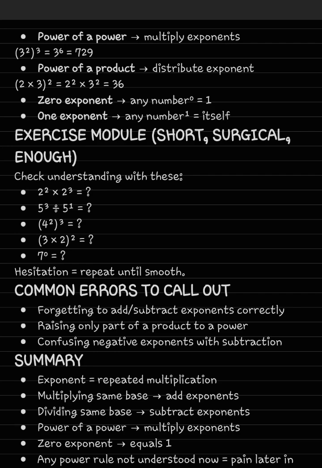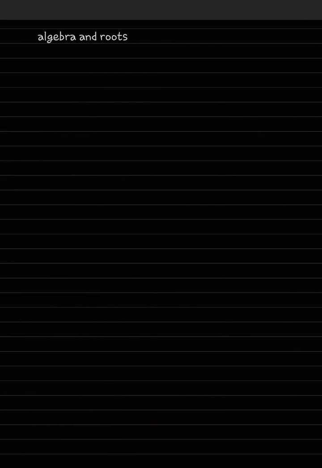Summary. In summary, an exponent is nothing more than repeated multiplication. When working with the same base, you add exponents to multiply and subtract them to divide. When raising a power to another power, you multiply the exponents, and always remember that any number to the power of 0 is 1. A firm grasp of these rules is the only way to avoid unnecessary pain later when we move into algebra and more complex roots.